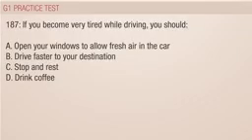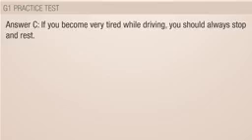Question 187. If you become very tired while driving, you should A. Open your windows to allow fresh air in the car. B. Drive faster to your destination. C. Stop and rest. D. Drink coffee. Answer C. If you become very tired while driving, you should always stop and rest.